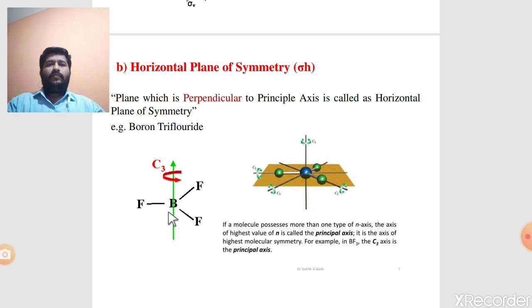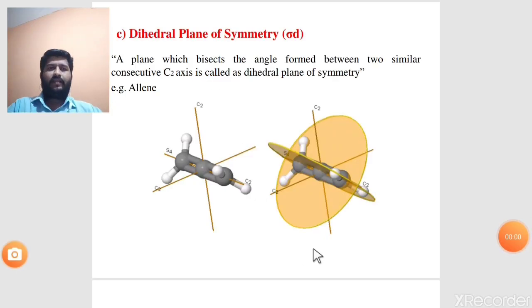This boron trifluoride molecule shows proper rotational axis symmetry with three-fold rotation, meaning C3 symmetry, meaning there is one principal axis and another three subsidiary axes. Exactly perpendicular to this principal axis there is one plane. This plane is called the horizontal plane, meaning this boron trifluoride molecule shows the horizontal plane of symmetry. Then the next one is the dihedral plane of symmetry, represented by the symbol sigma d.